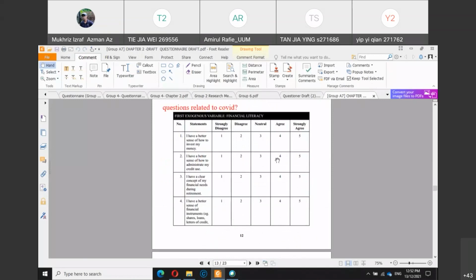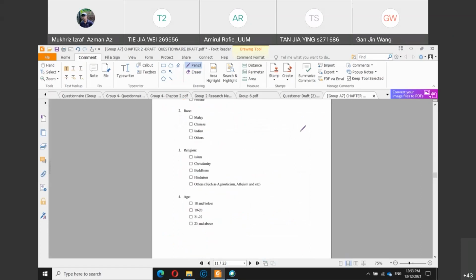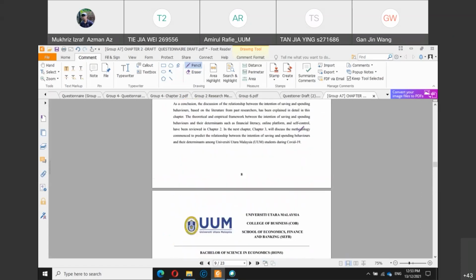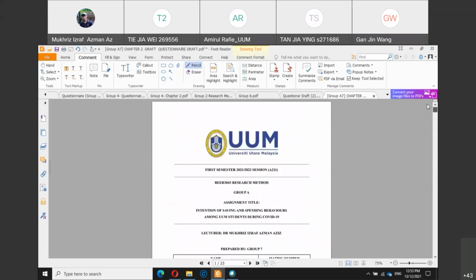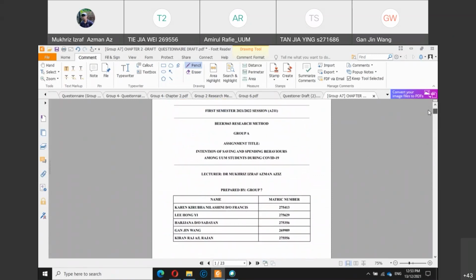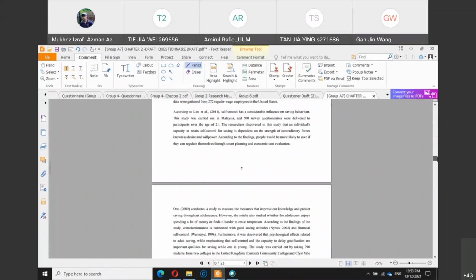So you need to, and you talk about investing your money. Financial literacy: I have a better sense of how to administer my credit use. Students don't have credit cards. Financial planning during retirement. Are you all aware? Where is group number 7? Group 7: Karen, Lee, Harjina, Gan and Kiran. Where? Yes, sir.